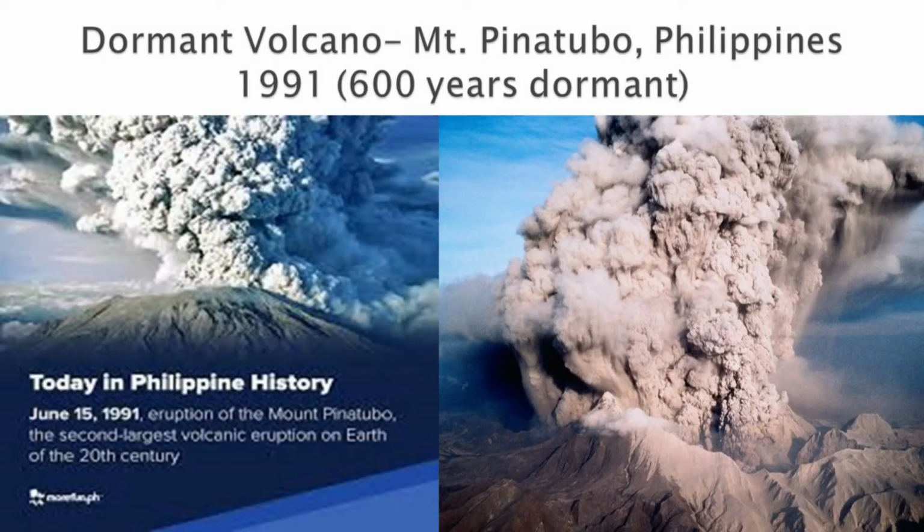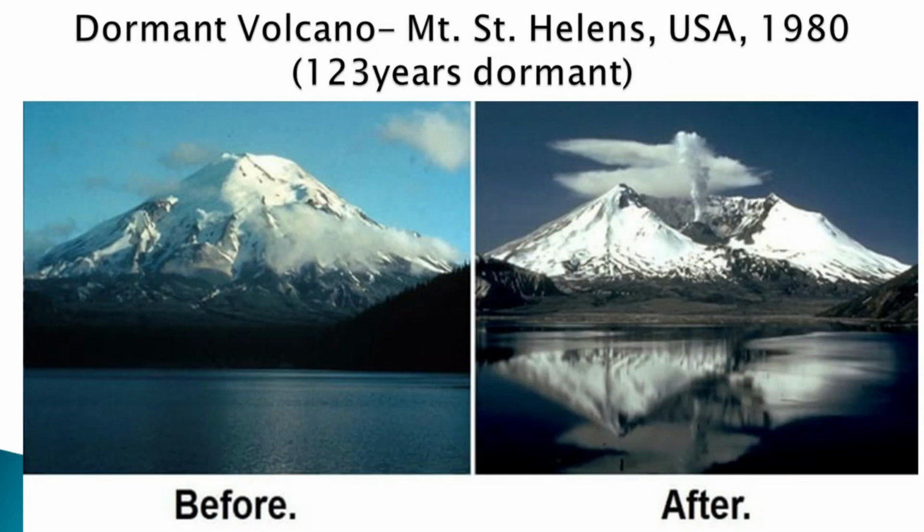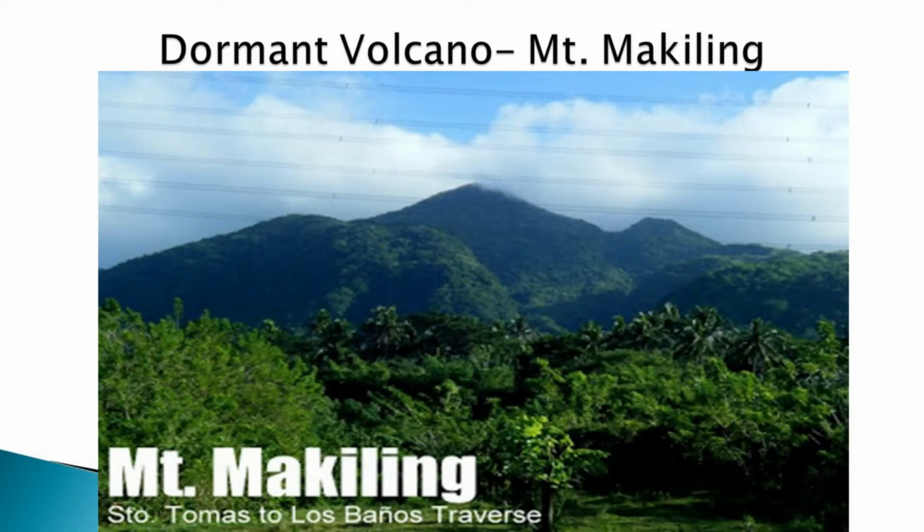Examples of dormant volcano are Mount Pinatubo in the Philippines, which reached 600 years of dormancy and erupted on June 15, 1991, which is the second largest volcanic eruption on Earth in the 20th century. Another is Mount St. Helens in the USA, which reached 123 years of dormancy and erupted in 1980. Another dormant volcano that can be found in the Philippines is Mount Makiling.